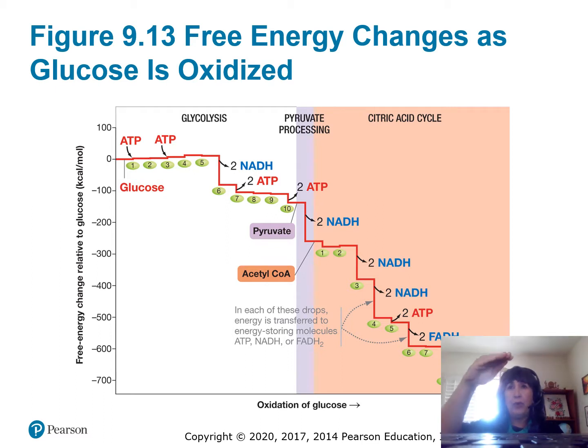But as we go through all of the steps, what's happening? Glucose is losing its energy. But remember, energy cannot be created nor destroyed. It can only be transferred or transformed. And that energy is being transformed to what? Either ATP or these electrons that are being carried by NAD or FADH2. And I'm sorry that the picture of myself is hiding the FADH2.